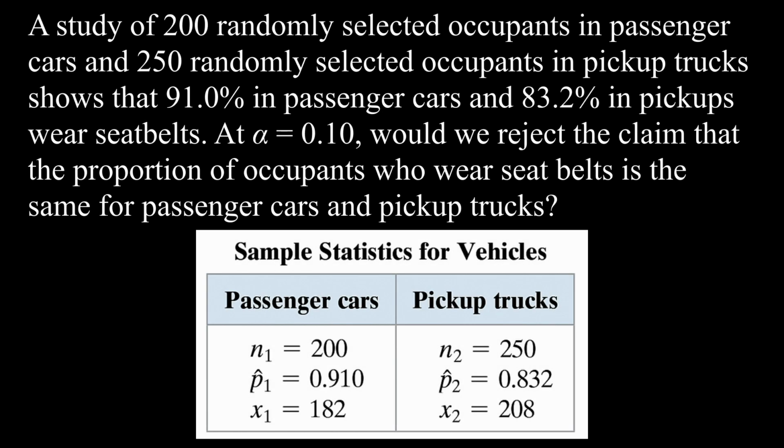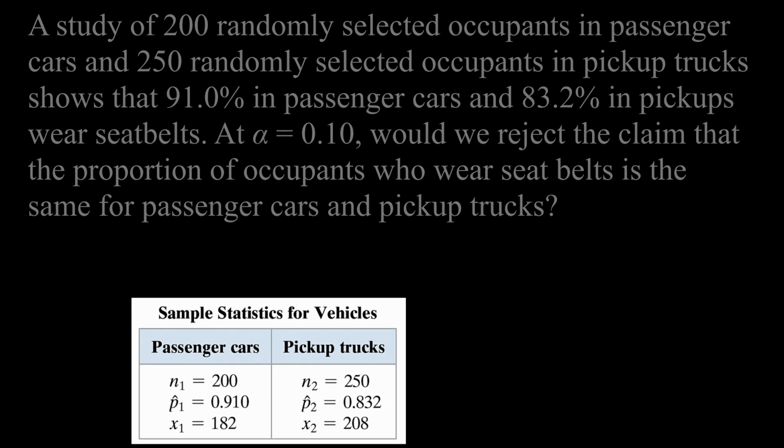So for our first example, we have that a study of 200 randomly selected occupants in passenger cars and 250 selected occupants in pickup trucks show that 91% in cars and 83.2% in trucks wear seatbelts. Doesn't seem like enough to me, but hey, whatever. At alpha equals 10%, would we reject the claim that the proportion of occupants who wear seatbelts is the same for passenger cars and pickup trucks?